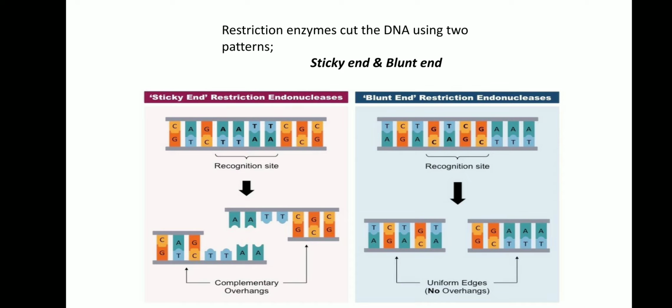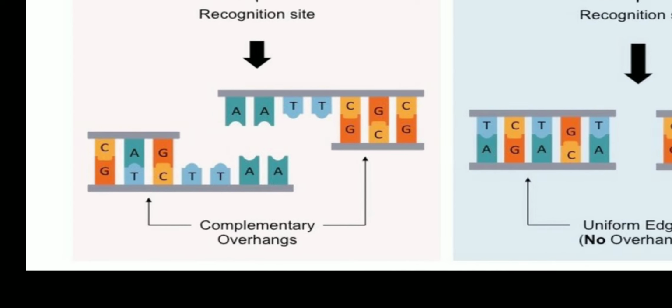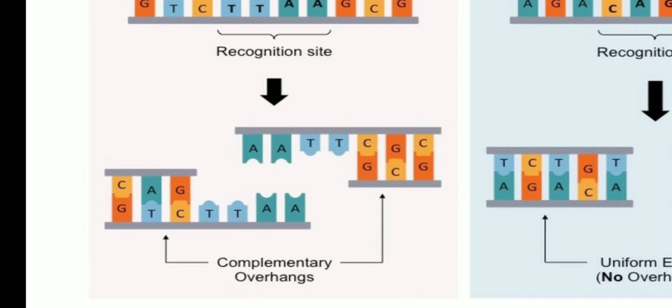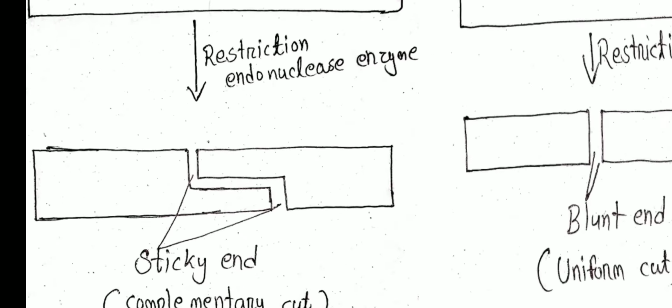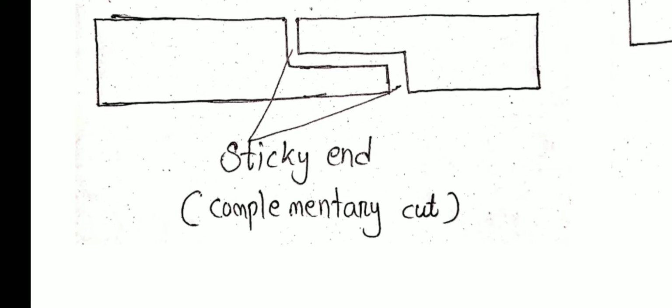Restriction enzyme cuts the DNA using two patterns: one is sticky end and the other is blunt end. What is sticky end and what is blunt end? In sticky end, the recognition site of DNA is cut with the help of restriction endonuclease enzyme in a complementary pattern. They cut leaving overhangs with each other, like this.